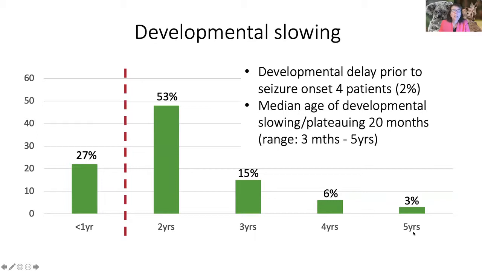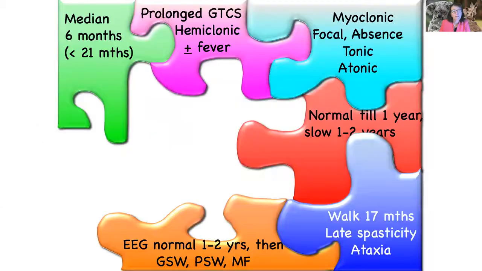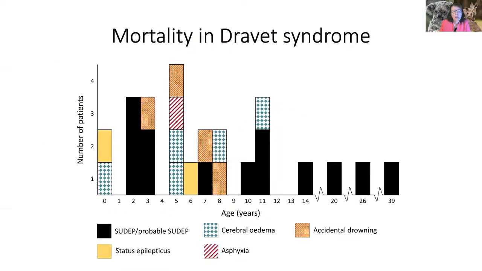4 of the patients actually had developmental delay prior to seizure onset, which in general we think is not the case with Dravet syndrome, but it shows that this can occur. And the median age overall of developmental slowing or plateauing was 20 months, with a range from 3 months to 5 years.